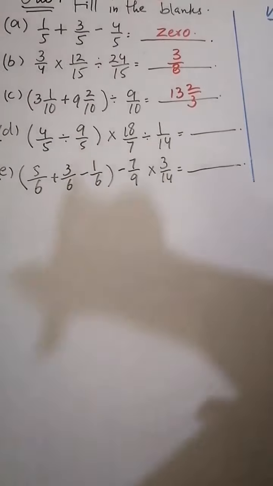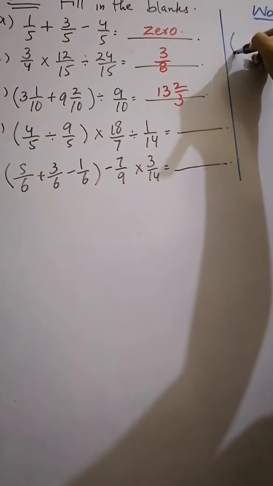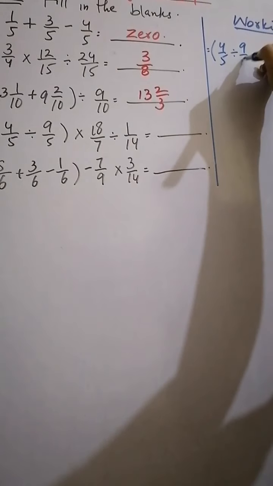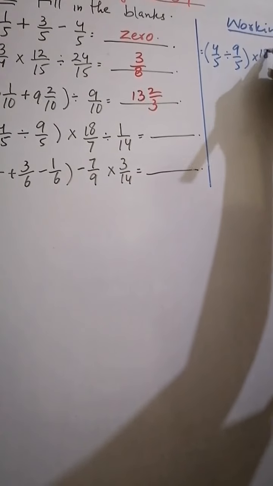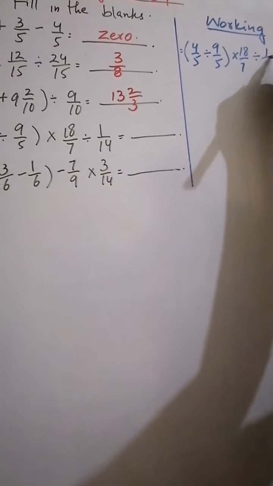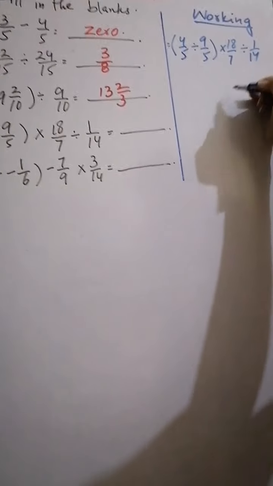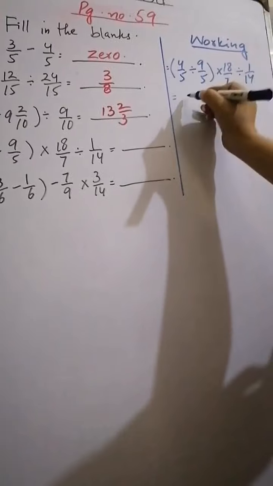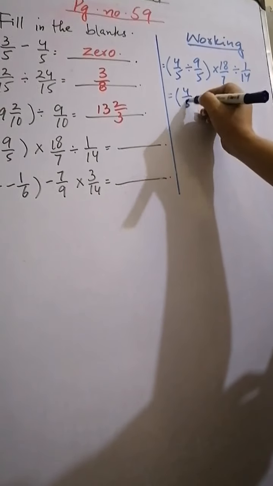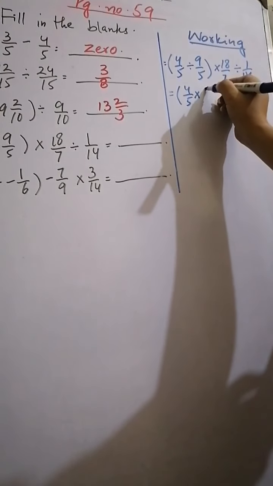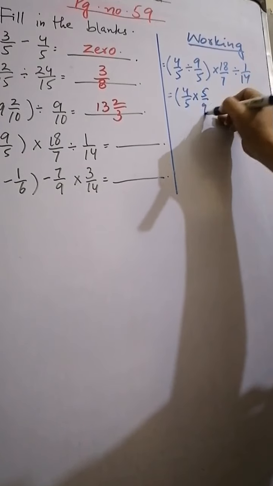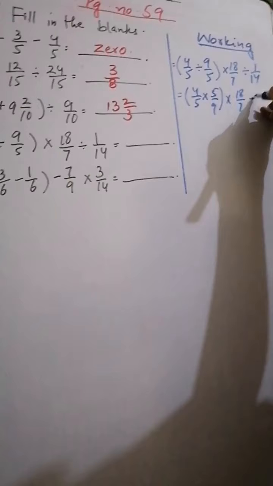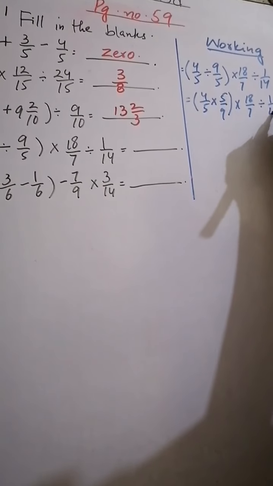Okay, now we are starting part D. It's bracket 4 by 5 divided by 9 by 5 multiply 18 by 7 divided by 1 by 14. Oh yes, it's 14. Okay? So the bracket we will solve first of all. It's multiply, 9 by 5 will become the reciprocal. It's 5 by 9. Multiply 18 by 7 as it is, divided by 1 by 14 as it is.